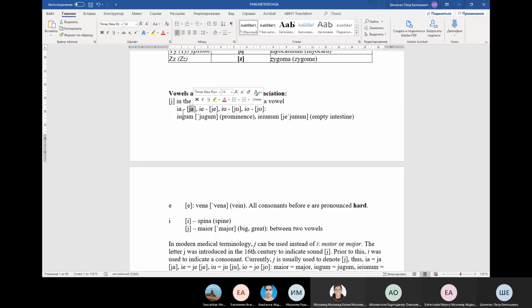Nice. Ya, ye, yu. Good. Okay. So in Latin, these vowel combinations are the following: ia, ie, iu, and io. So the yoke will look like I-U-G-U-M and sound like yugum.